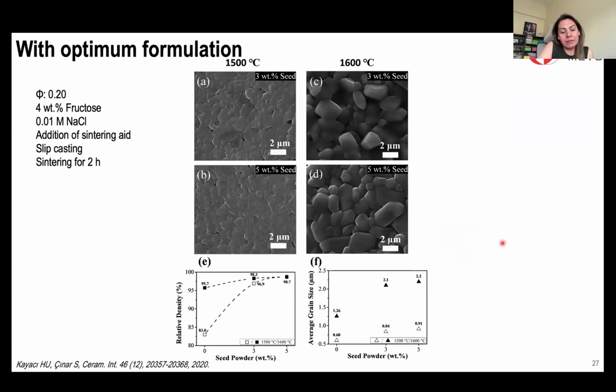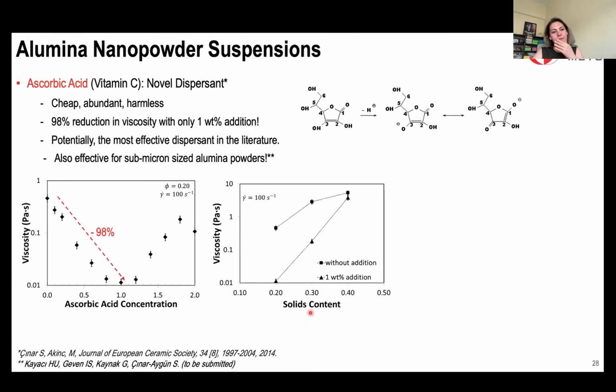So with optimum solid loadings, like 20 volume percent solid loading with the additives, those powders were a mixture of delta and theta phases. With them, we could obtain 96% of theoretical density. Once we add a little bit of alpha seed into that, we could increase the theoretical density to 99%, which is quite high for nanopowder suspensions with this simple sintering application.